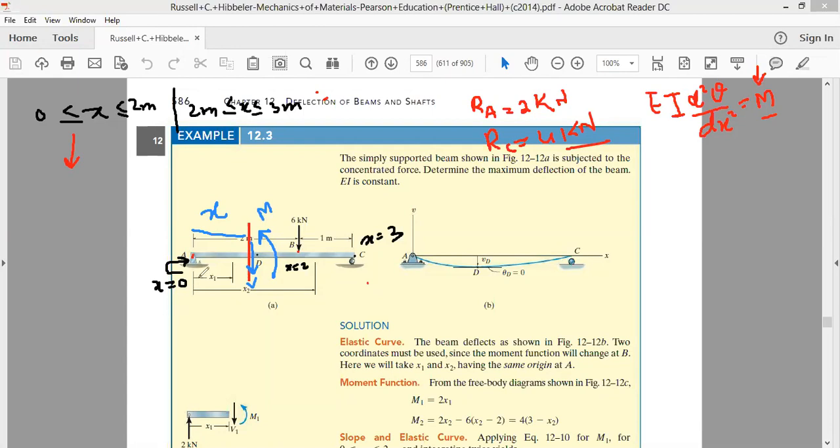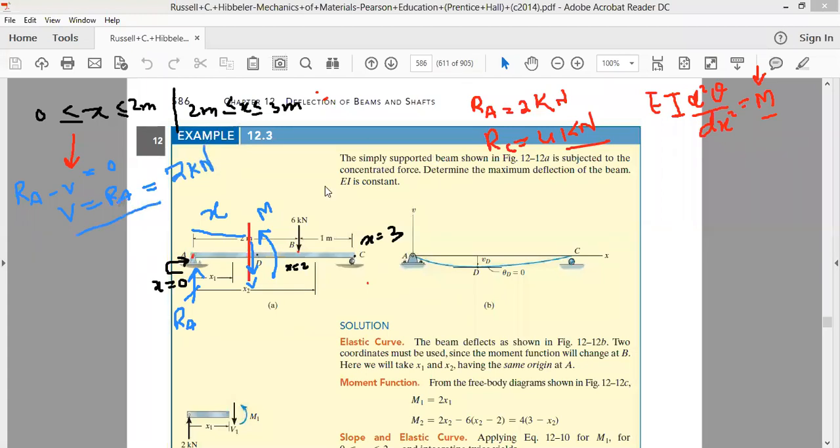We will write RA is acting upwards, minus V, and there is no force acting in this section. This is equal to 0. Therefore, V becomes equal to RA, and RA is equal to 2 kilonewton. So V is equal to 2 kilonewton. This is the value of our V.